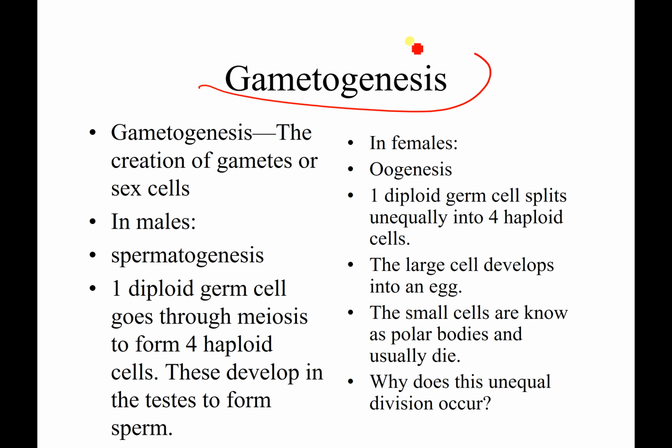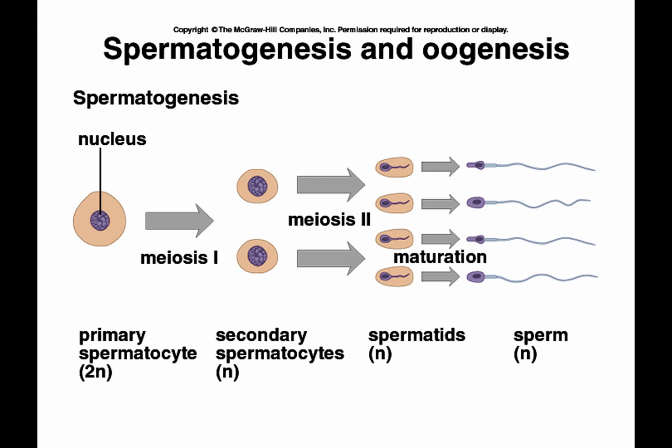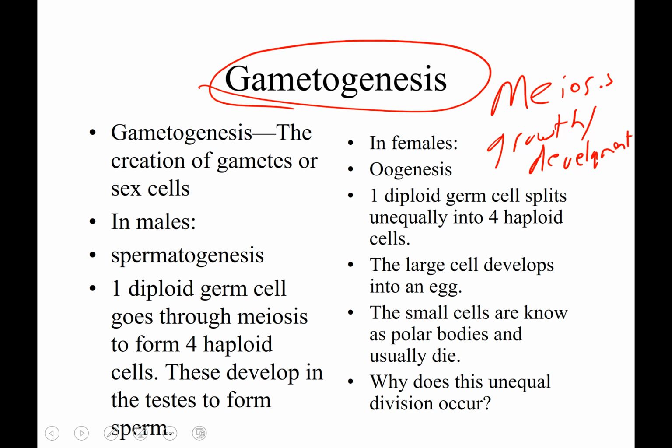So let's also talk about gametogenesis. Meiosis is a part of gametogenesis. Gametogenesis is essentially meiosis, followed by a period of growth and development. Gametogenesis literally means the creation, genesis, of gametes.